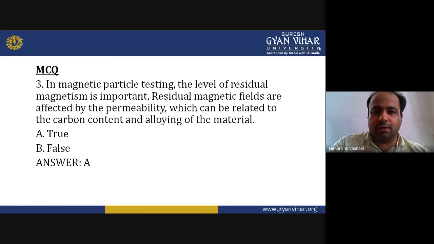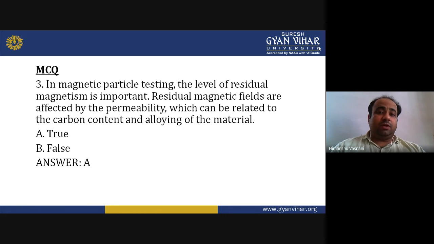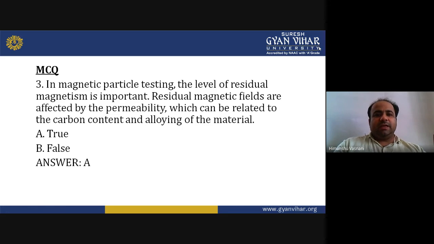In magnetic particle testing, the level of residual magnetism is important. The residual magnetic fields are affected by the permeability, which can be related to the carbon content and alloying of the material. The previous question was related to permeability and the carbon content. They say that the residual magnetic fields are affected by the permeability, which can relate to the carbon content and alloying of the material. So it is true in this case also.